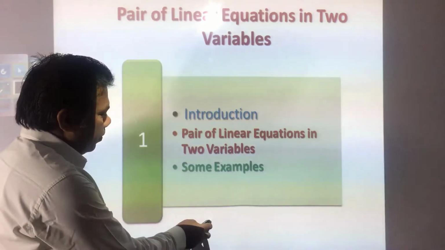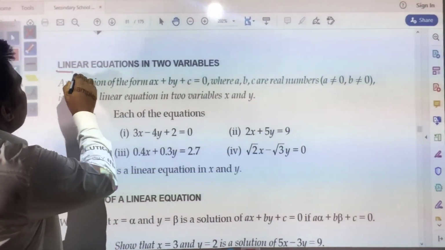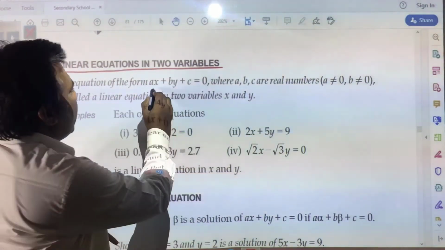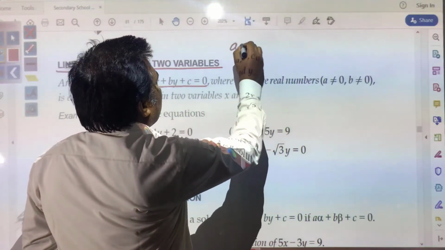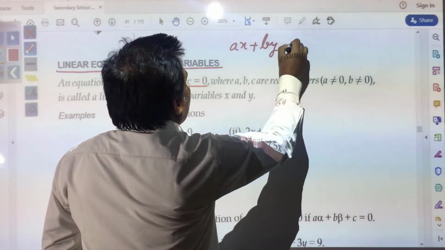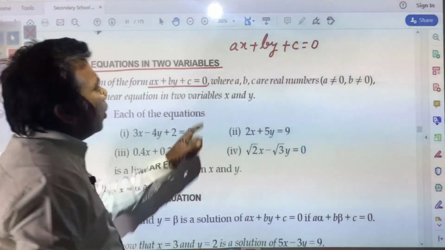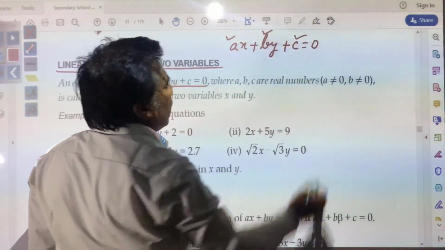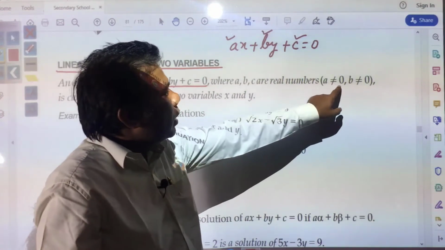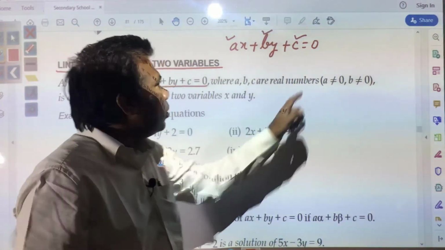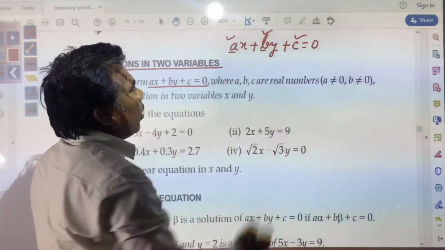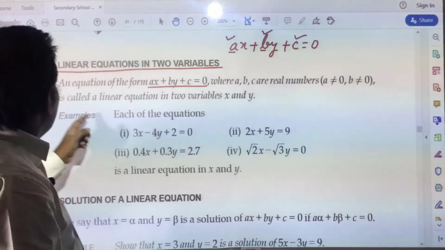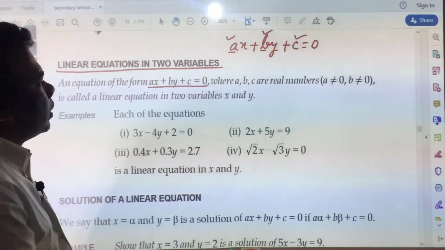So, let us start. Here you have linear equations in two variables. An equation of the form ax plus by plus c is equal to 0, where a, b and c are real numbers, and a is not equal to 0 and b is not equal to 0. It means a and b are not equal to 0, then only your variables x and y will exist. It is called a linear equation in two variables x and y.